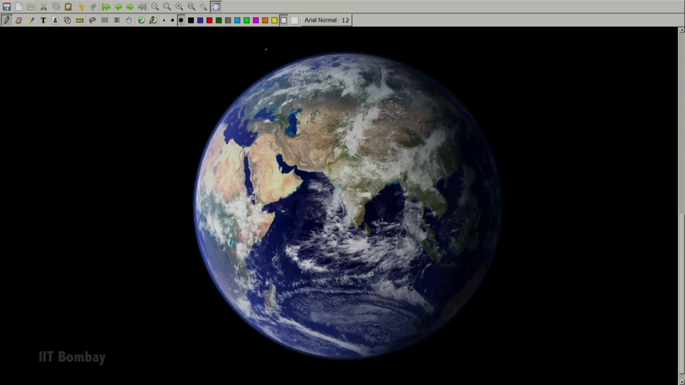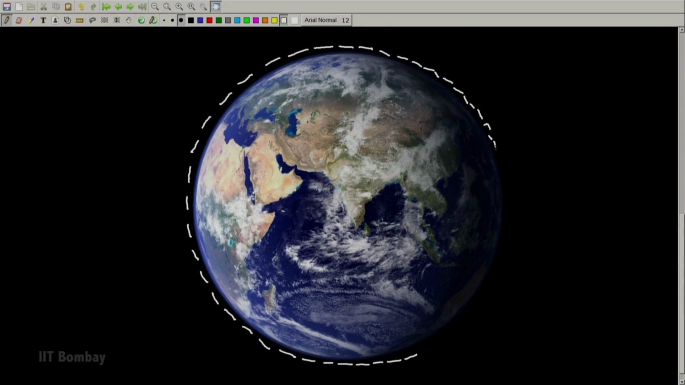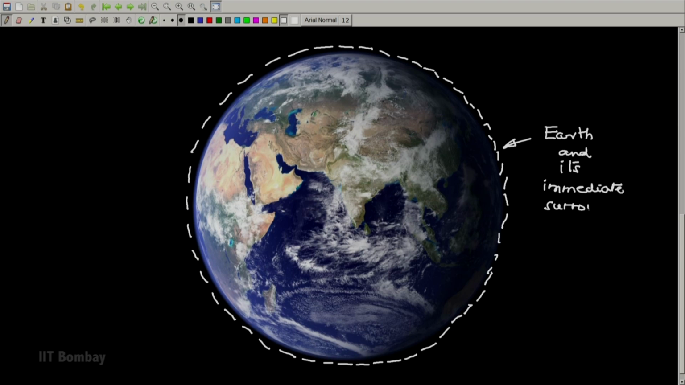Now here we see a photograph of our Earth taken from space. Can we consider the whole of our Earth as a system? And the answer is yes. All that we have to do is set up an appropriate boundary. We set up the boundary and we say this is Earth and its immediate surrounding, that is the atmosphere, as our system.